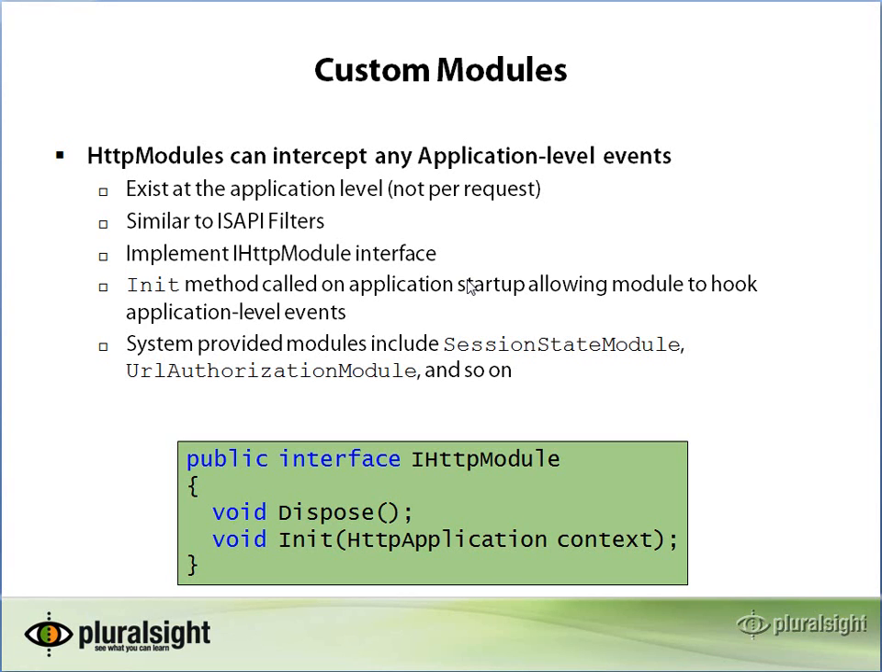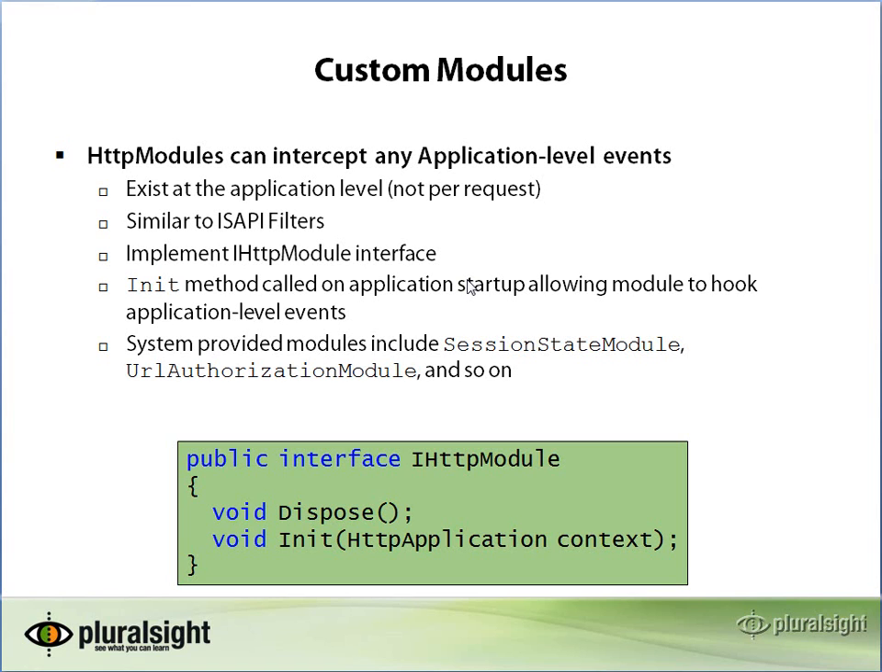The last point of extensibility I want to take a look at is building a custom module. So we've talked about building custom applications, building custom handlers. The last thing you might want to do is build a custom module. And to preface this, let me just make sure everyone's clear. Custom modules are essentially equivalent to custom applications or global ASAX files.